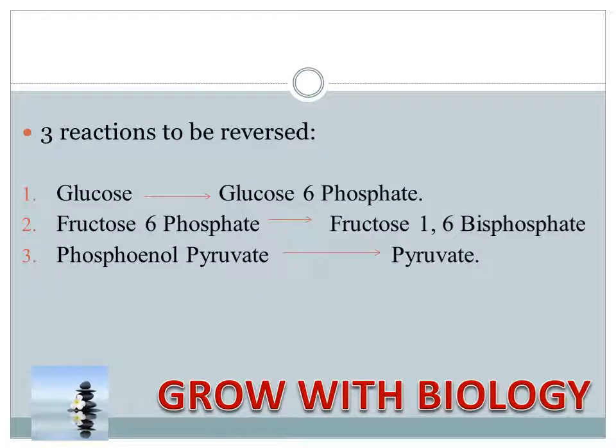In this reaction, the three steps of glycolysis have to be reversed. The committed steps of glycolysis which have to be reversed are glucose getting converted to glucose 6-phosphate, fructose 6-phosphate getting converted to fructose 1,6-bisphosphate, and phosphoenol pyruvate getting converted to pyruvate. These three steps have to be reversed for converting pyruvate to glucose.